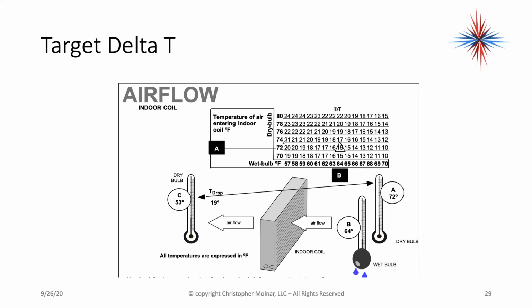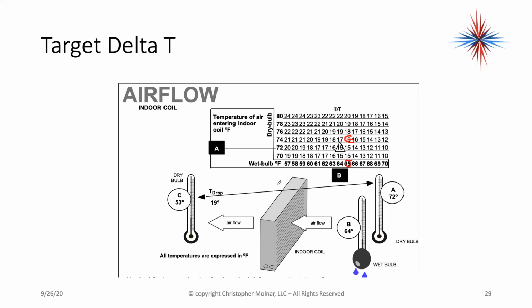So this is just an example of airflow across the indoor coil. It actually comes out of a Lennox equipment manual. If I have a return air wet bulb of 65 across the bottom, and a dry bulb of, let's say, 75, let's go to 74, you're going to see where the two lines meet. In this case, 65 wet bulb, 74 dry bulb, I'm going to have a delta T of 16 degrees.